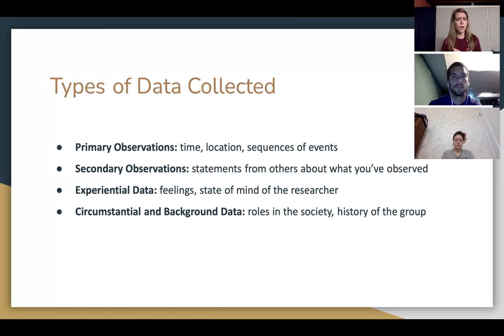And then lastly, there is circumstantial and background data, which looks at the roles in the society, how it runs, what the history is, why this group is here, what they do, what they represent. It just provides context to any outside researcher or observer wanting to read your data, so they know how it works, and they can better understand the type of notes that you took and the conclusions that you drew from your observations.